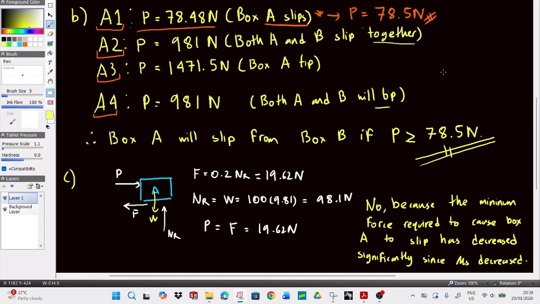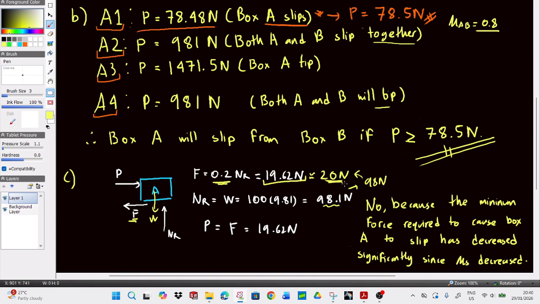Because you see, previously we were working with μAB as 0.8, but now, since we reduced it to 0.2 rather than 0.8, the frictional force acting between A and B is far less. So you only need 19.62 newtons, roughly 20 newtons of force, just to push box A out of box B. Previously, you needed roughly about 98 newtons. So it's a huge reduction in terms of the forces you need.